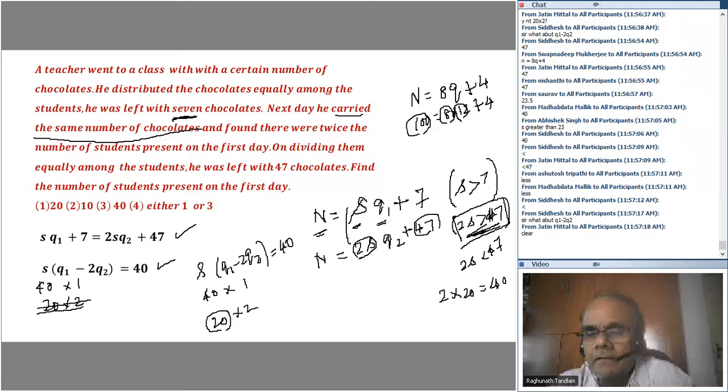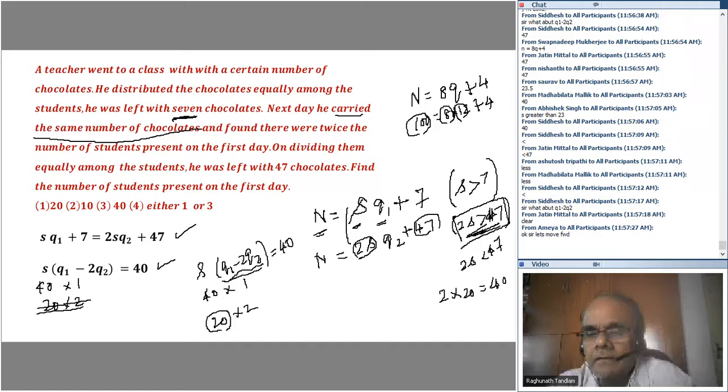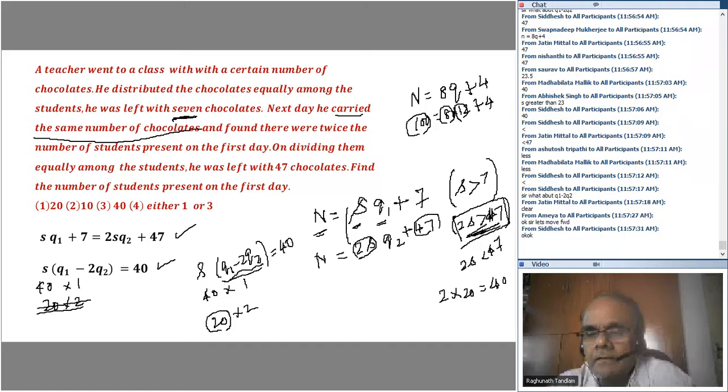Q1 and Q2, why do you worry about this? Siddhesh, why do you worry about this? There is a difference in the number of chocolates students get. Are we clear, Siddhesh? The first day they may get 4, the second day 3. That's not required. Next one.